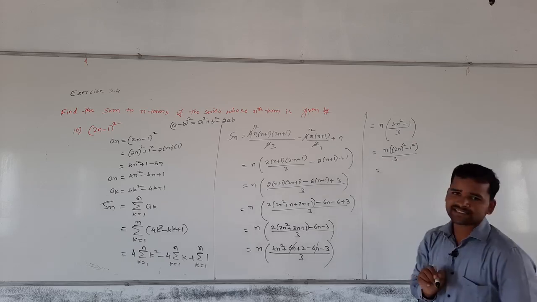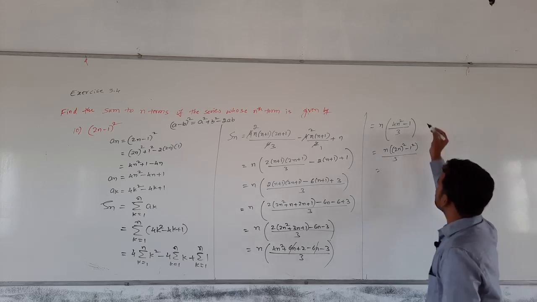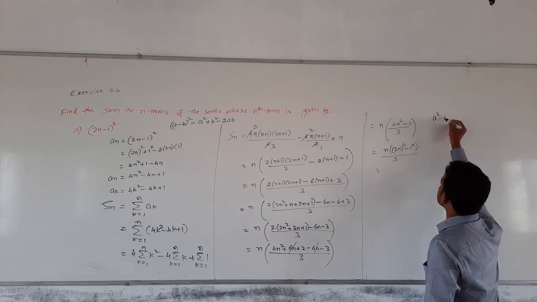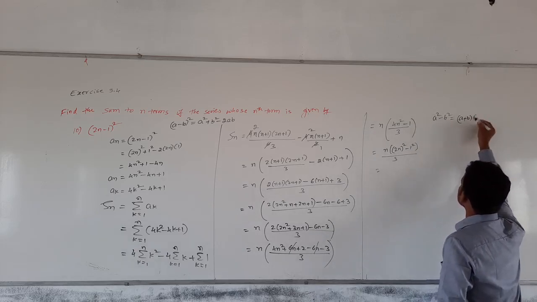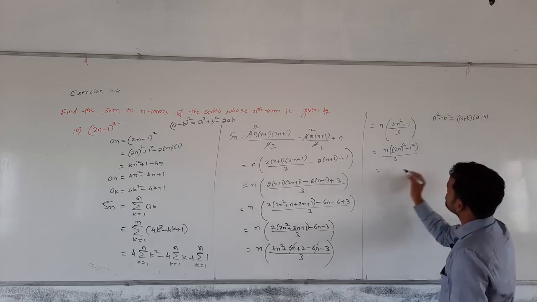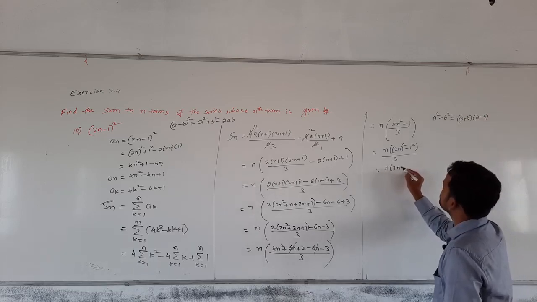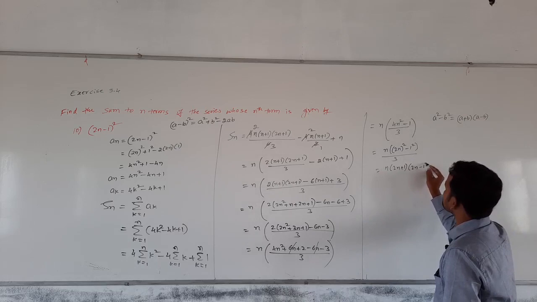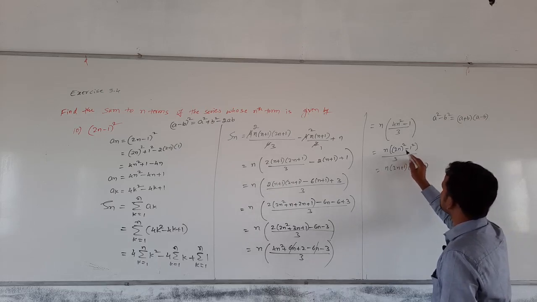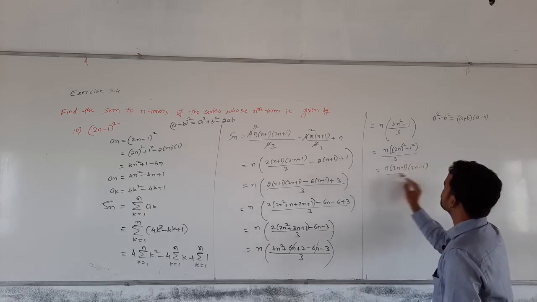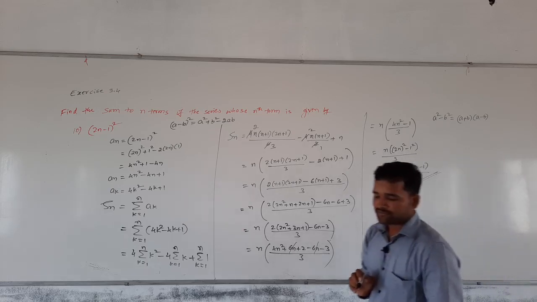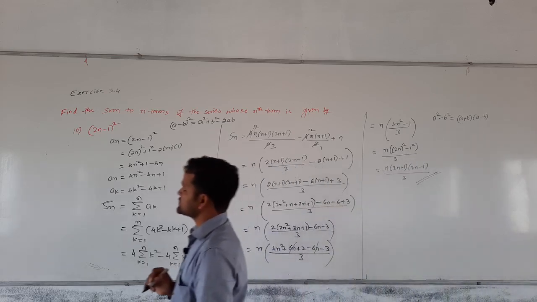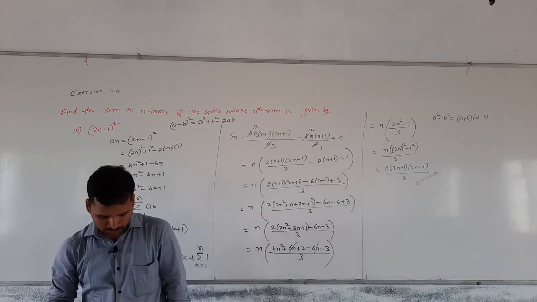Why am I writing like this? It is in the form a square minus b square. What is a square minus b square equal to? The formula is (a plus b) into (a minus b). So n into (2n plus 1) into (2n minus 1), where a is 2n, b is 1, whole divided by 3. This is the Sn, the sum of n terms of this special series whose nth term is (2n minus 1) whole square.